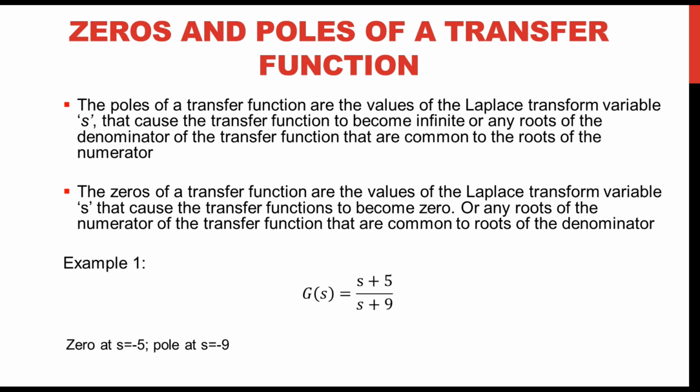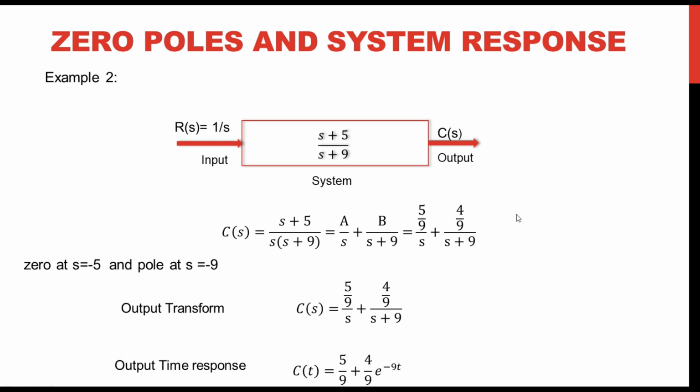For the system g of s, we can observe that g of s is 0 at s equals minus 5, and g of s is equal to infinity at s equals minus 9. Thus, g of s has a 0 at s equals minus 5 and a pole at s equals minus 9. In this example, if an input r of s is applied to the system g of s, this would produce an output time response in the form of a forced response plus a natural response.